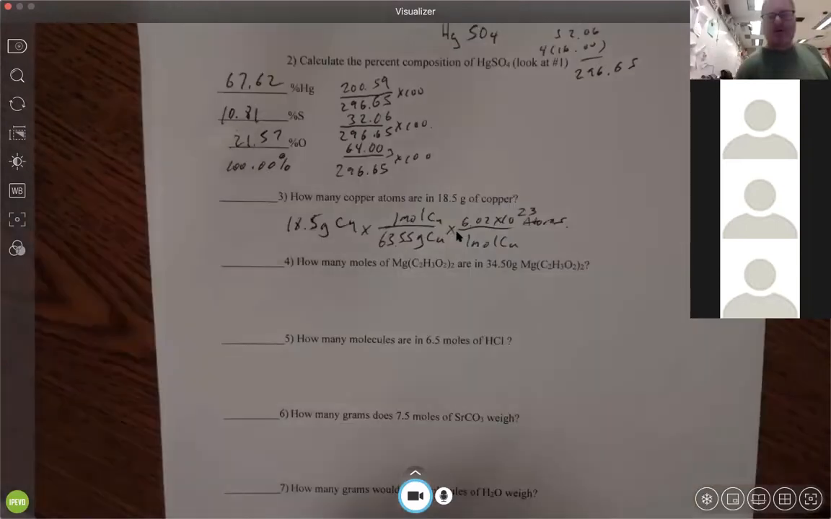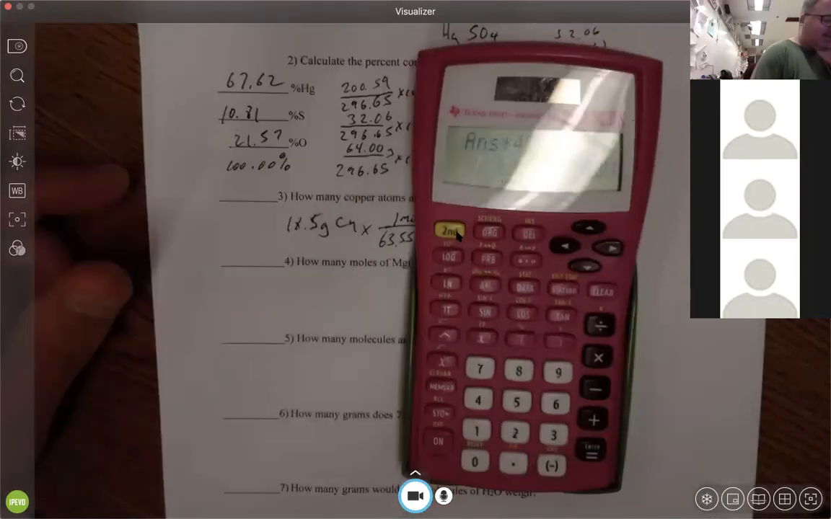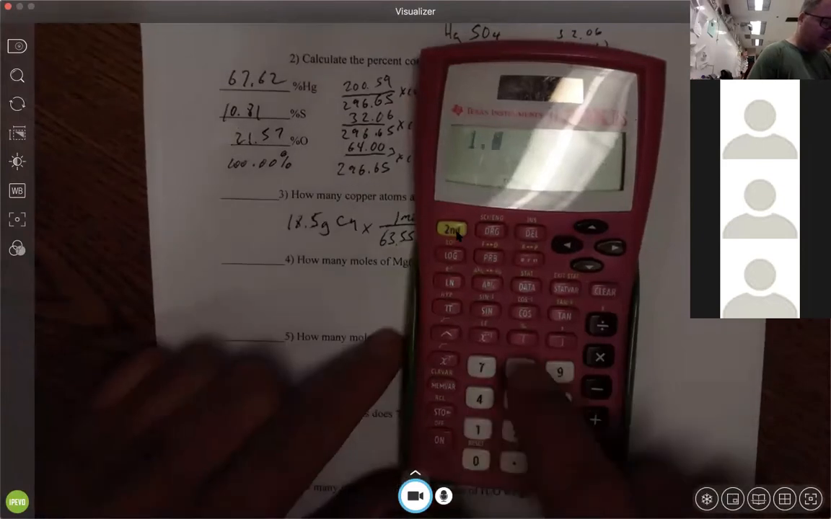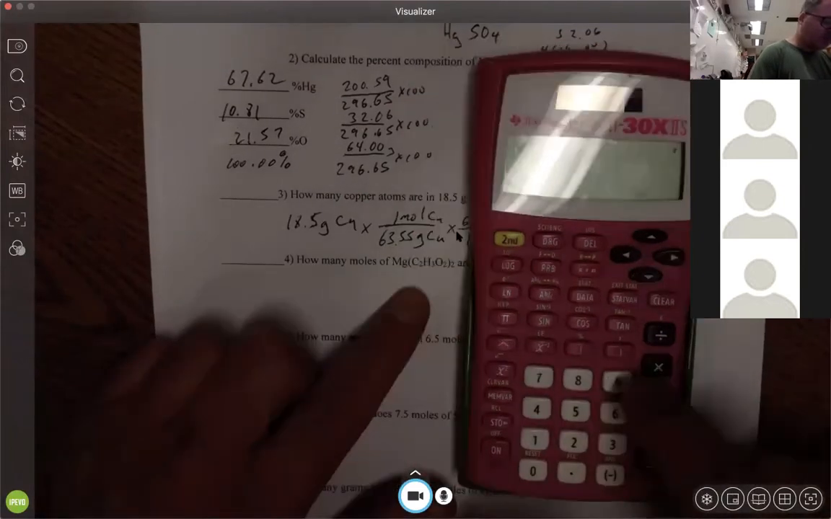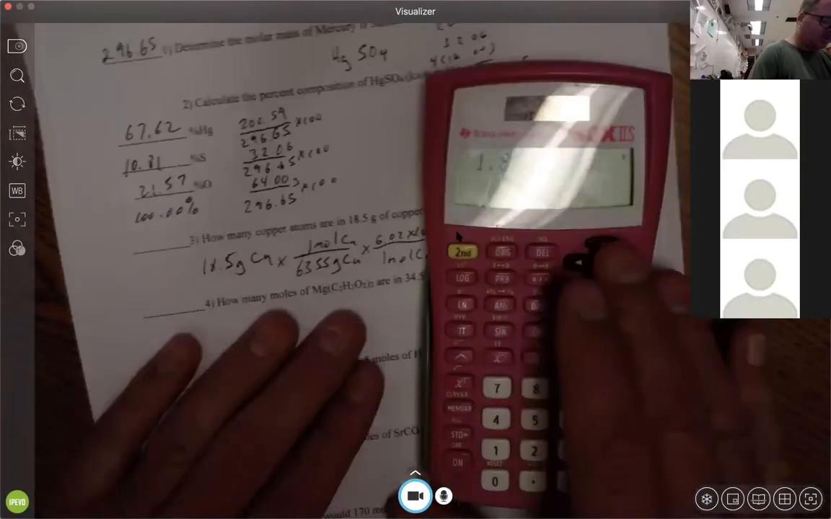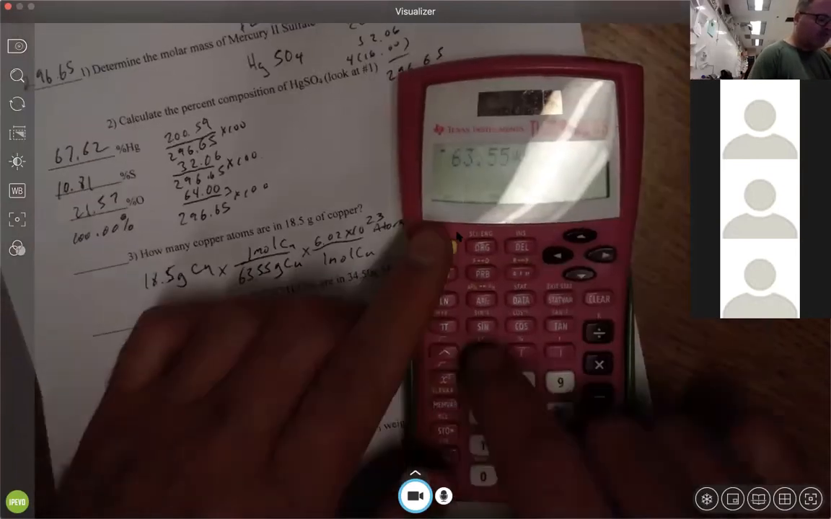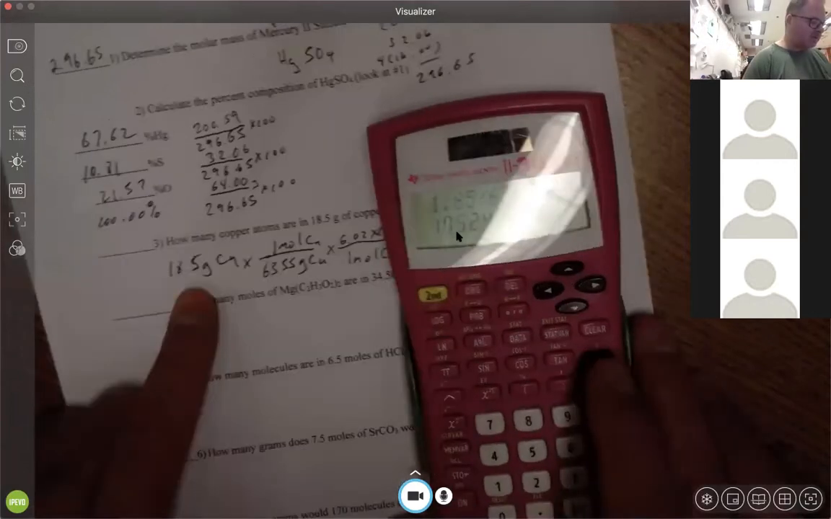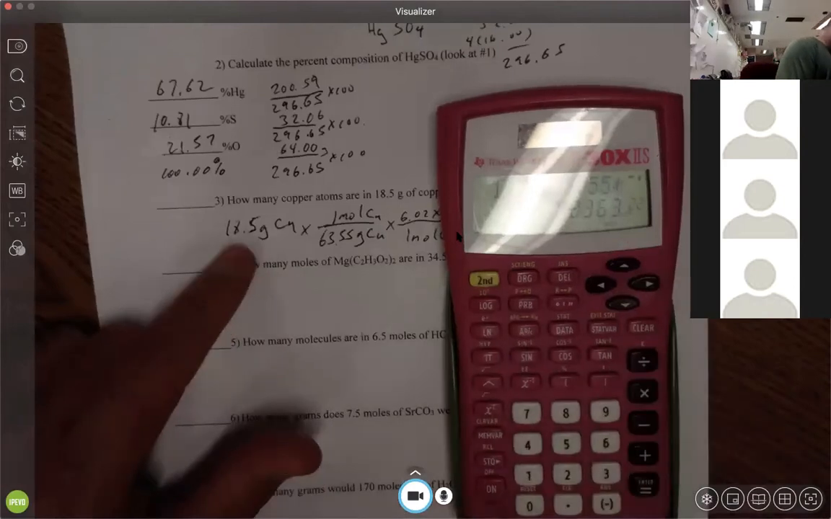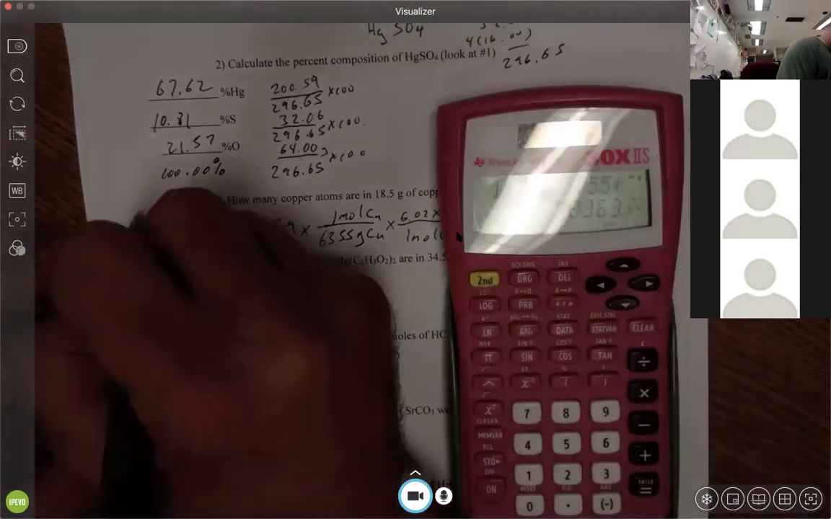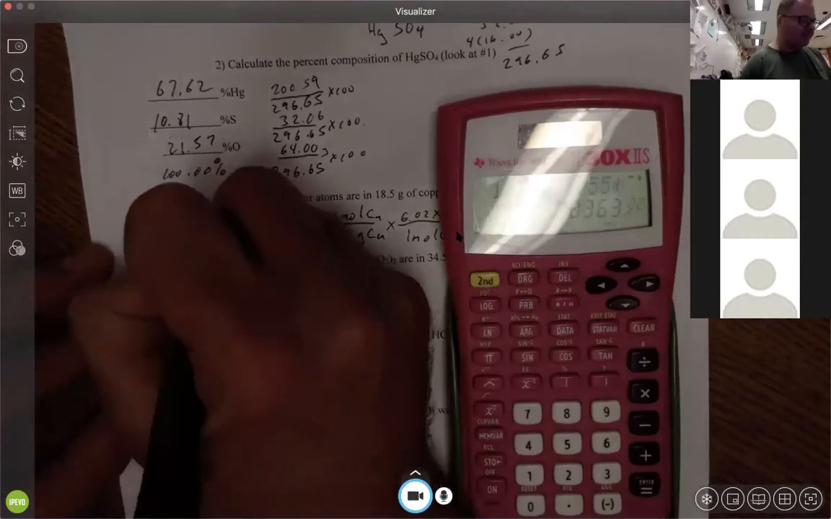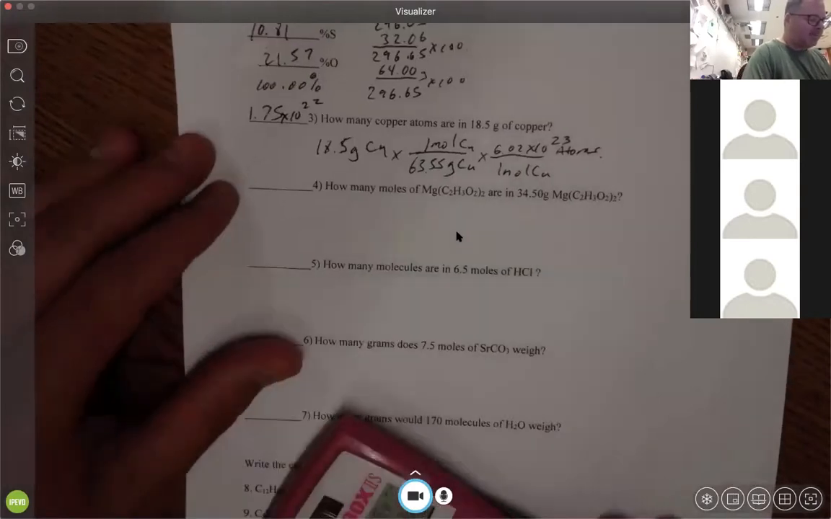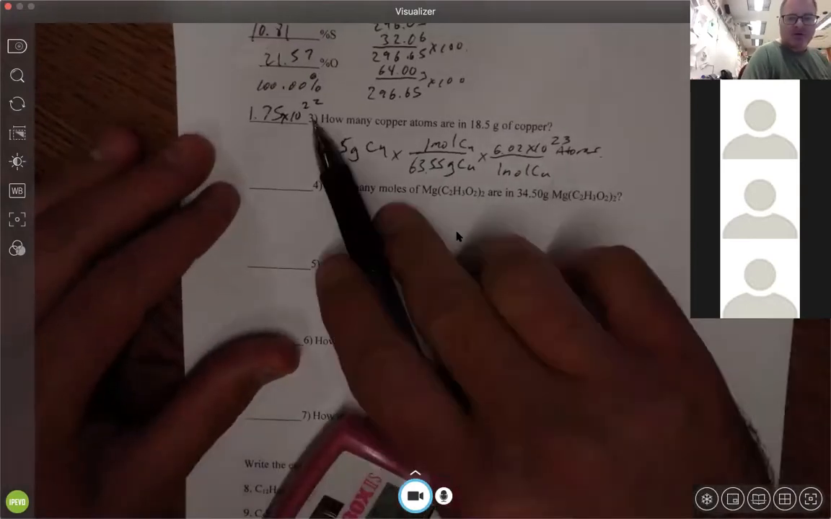For this, we do need our calculator, because we have to use scientific notation. 18.5 divided by 63.55 times 6.02 times 10 to the 23rd. It's going to be 1.75. We're going to have the same number of significant digits as this number right here. So 1.75 times 10 to the 22nd copper atoms. It makes sense because it's not even a mole of copper atoms, because we have less than the 63.55 required grams.